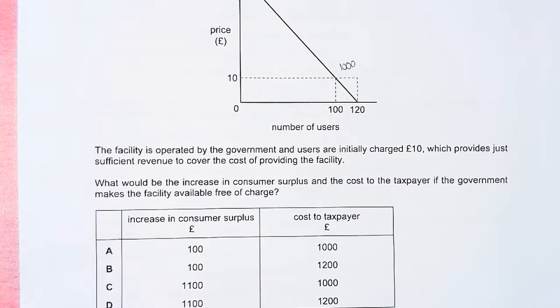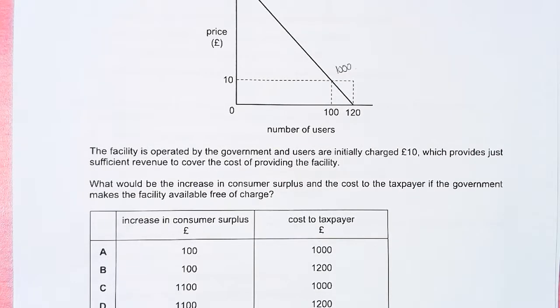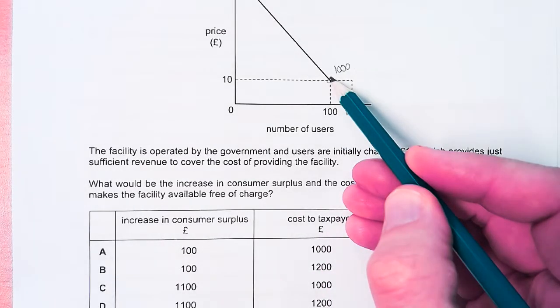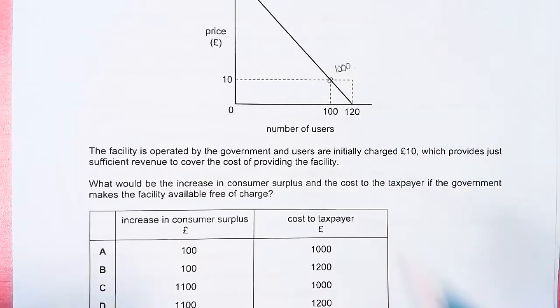What would be the increase in consumer surplus and the cost to the taxpayer if the government makes the facility available free of charge? Okay, so what would be the increase in consumer surplus and the cost to the taxpayer? So we can see already that at this point it's £1,000 that's currently being taken by the government, by the users.